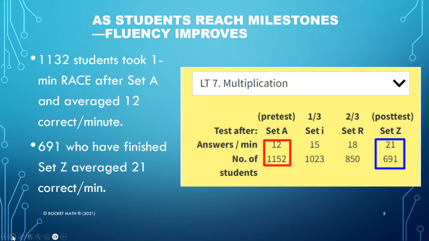Here's a whole school's partial results in the multiplication learning track. Starting out at Set A, the average was 12 answers per minute for the 1,152 students who started this learning track. Then in the post-test, you see an average of 21 answers per minute for the 691 students who had, by the day we took this data, worked their way through to Set Z. When students complete a learning track, they are demonstrably more fluent in those facts. This chart tells you how students are progressing through each learning track and shows you their improved fluency.